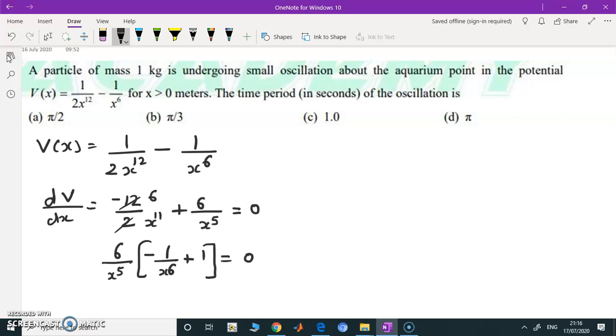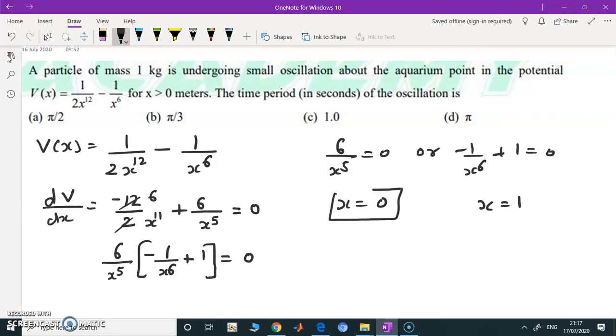Now if you want to solve this equation, you will get either 6/x^5 is equal to 0, or minus 1/x^6 plus 1 is equal to 0. If you solve this, you will get x is equal to 0, and x is equal to 1. So these are the 2 equilibrium points of the system. Now our next job is to do the double derivative.